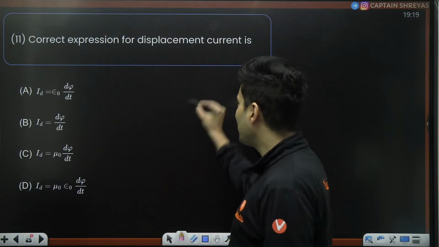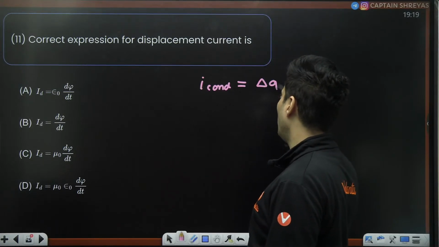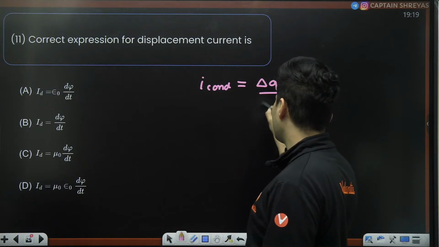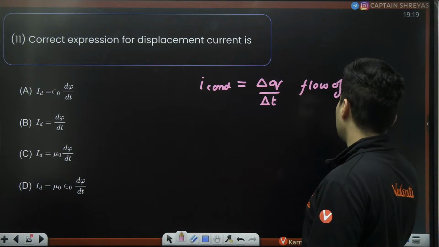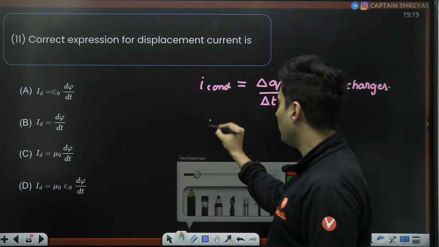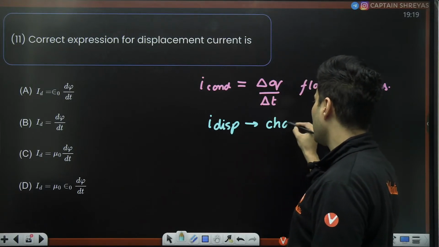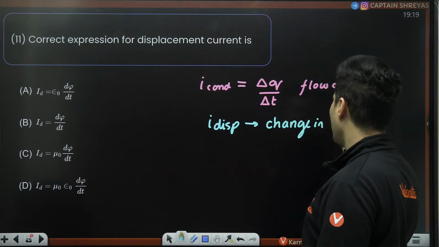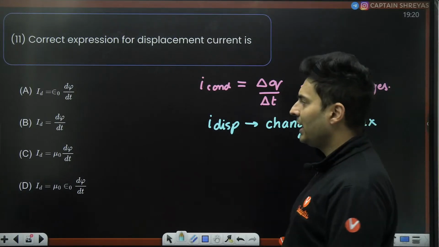The correct expression for the displacement current. Remember, this is a question from electromagnetic waves. There are two types of current. Conduction current, which happens because of the flow of actual charges. And the other type of current is called the displacement current, which happens due to the change in electric flux.